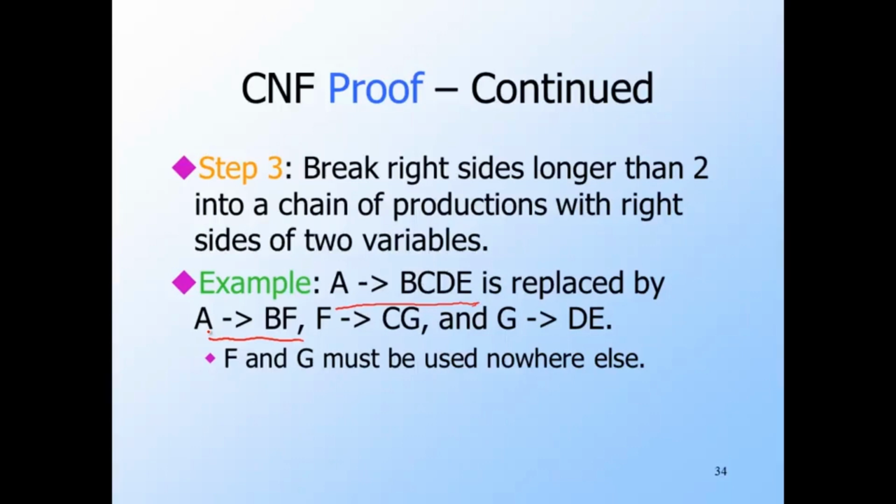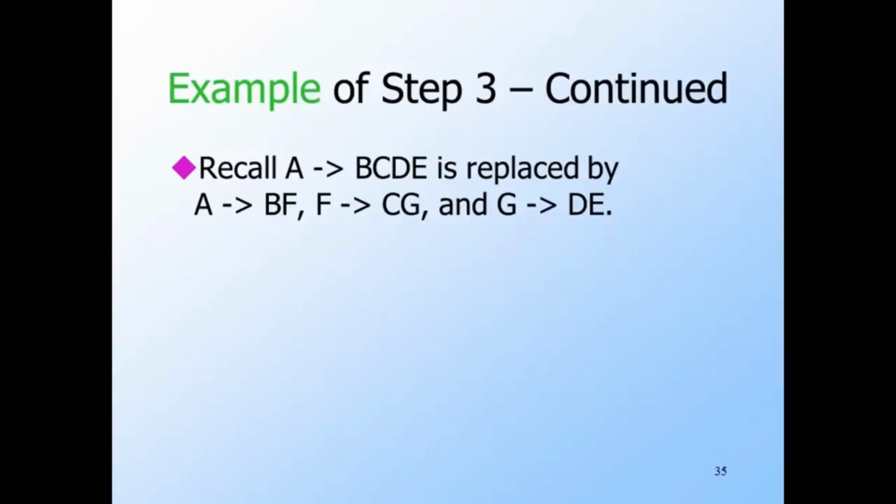Now F needs to derive CDE, that's the rest of the body. But that's too long, so we use G to help. G derives only DE, using the production G goes to DE, and the production for F becomes F goes to CG. Thus we've replaced A goes to BCDE by the 3 productions that meet the CNF requirement: A goes to BF, F goes to CG, and G goes to DE.